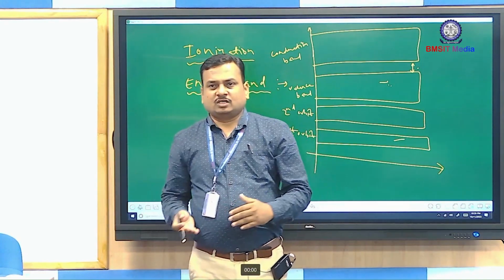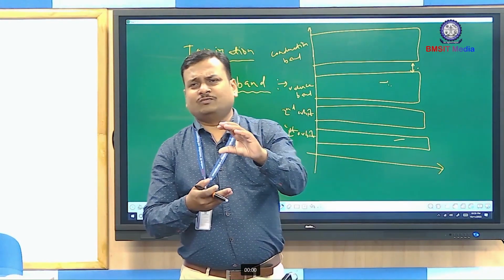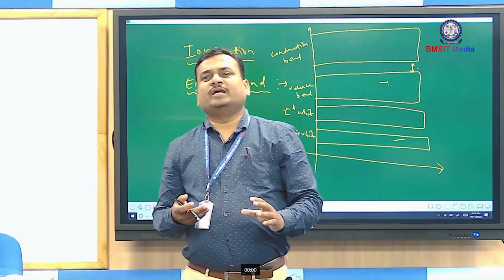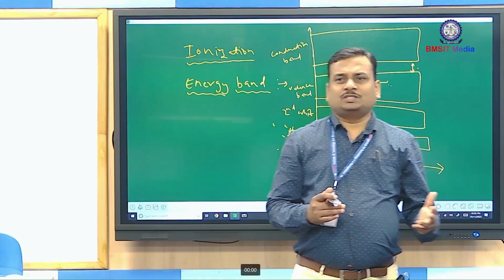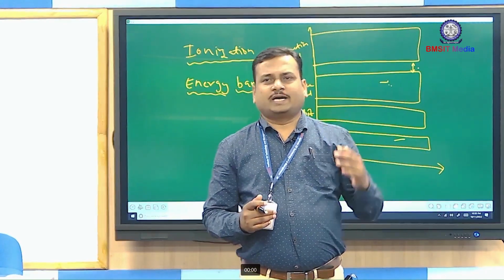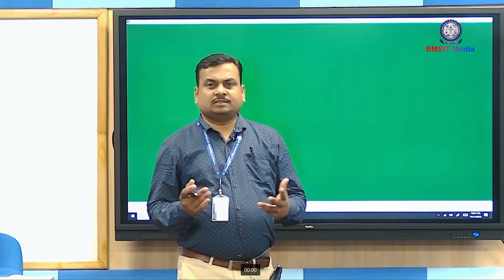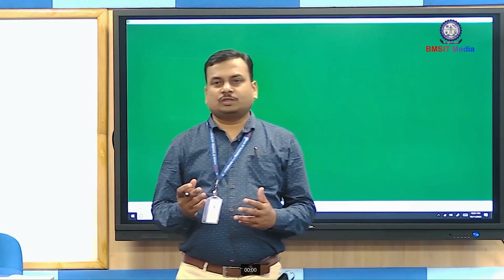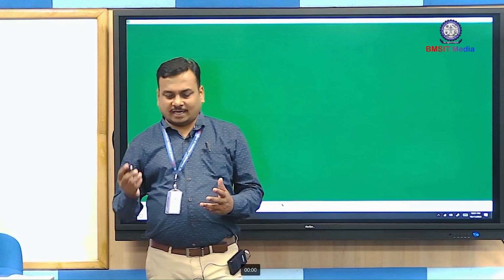In a semiconductor, the gap between the valence band and conduction band is of the order of 1 electron volt. So we require less energy to make the transition of an electron from the valence band to the conduction band. This is the energy band theory classification. Next we'll see why silicon is mostly used compared to germanium in making a diode or transistor.